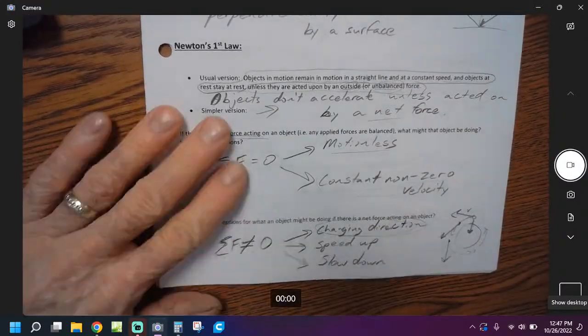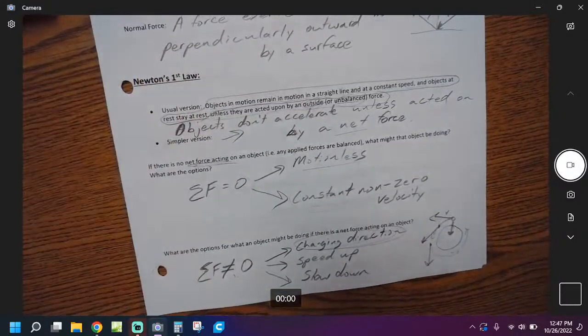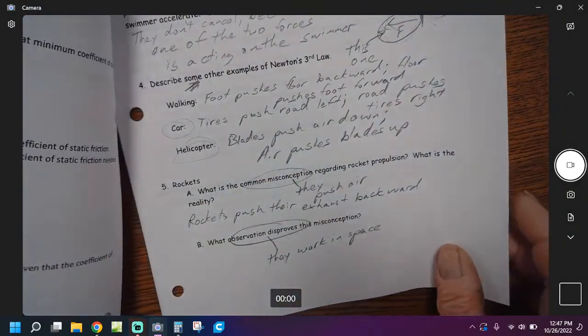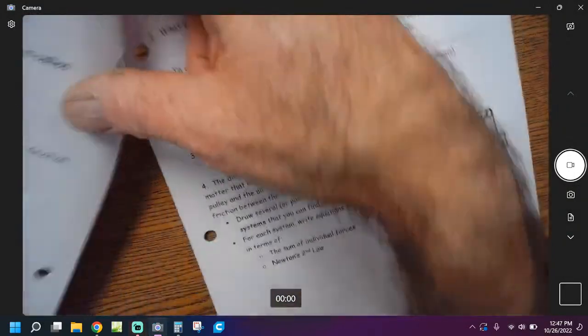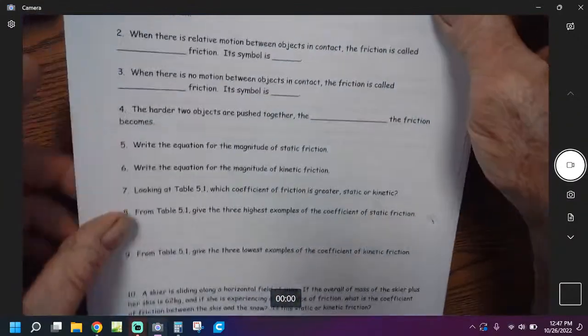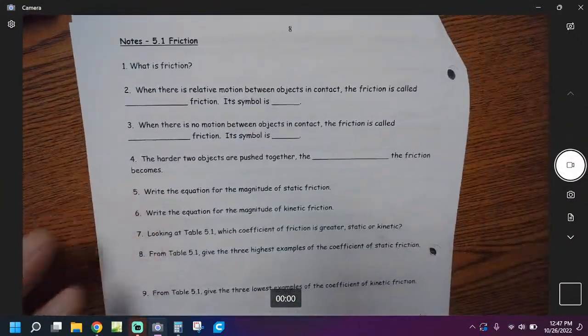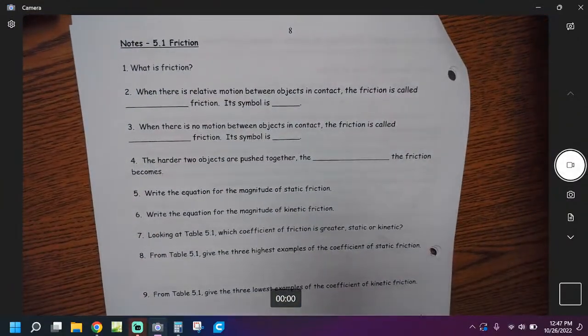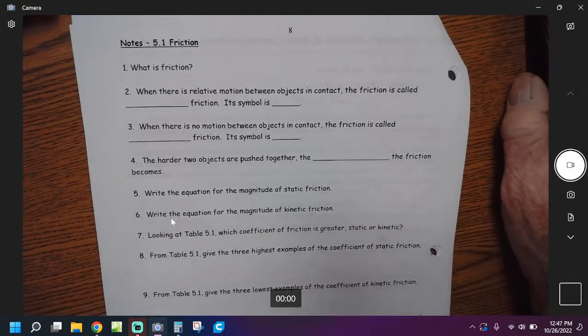I'll be taking you to the online textbook here just a little bit. So page, I said 7, I think it's page 8. Yeah. So what is friction? I'm going to go to the online textbook and we'll see what it says.